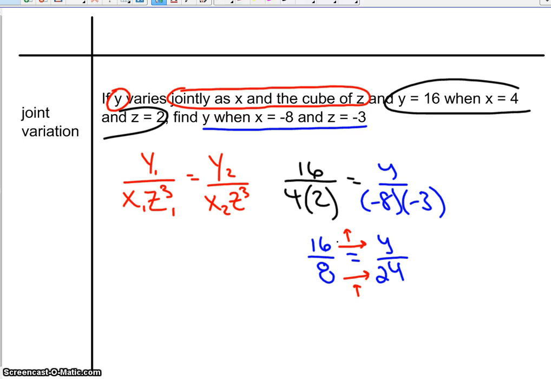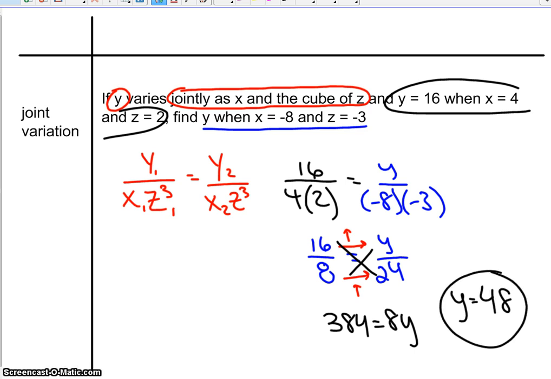Because of the direct variation idea, cross products: 16 times 24 equals 8y, where y is going to equal 48. So we did indeed increase. All right, good luck with that.